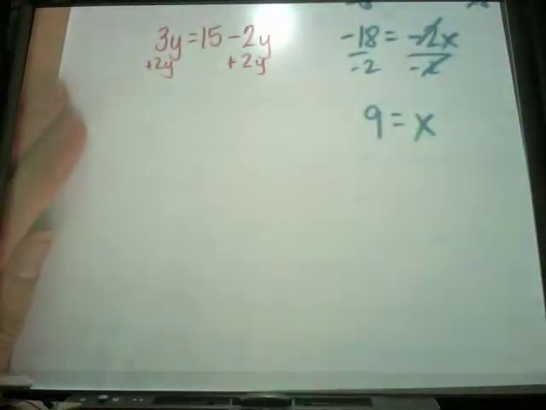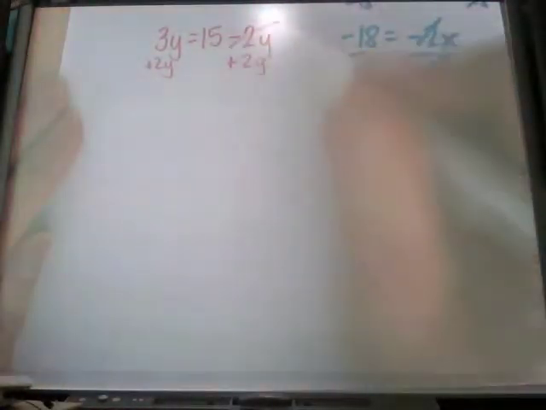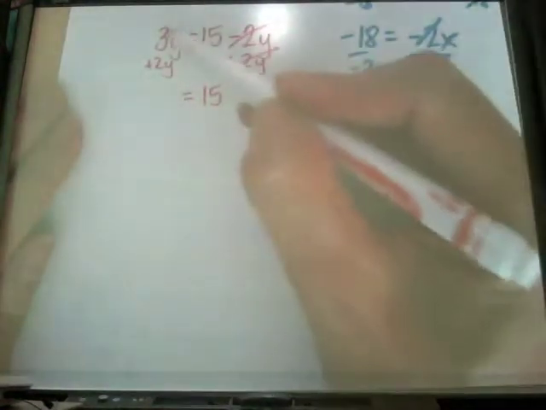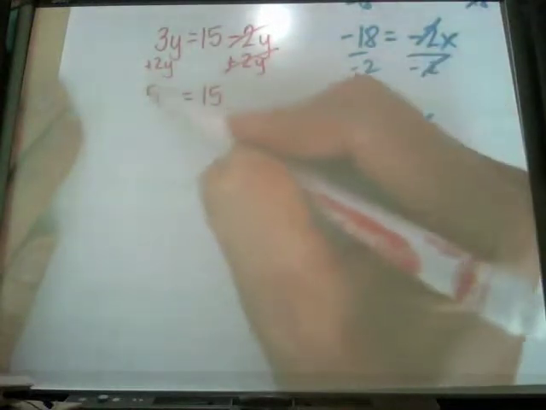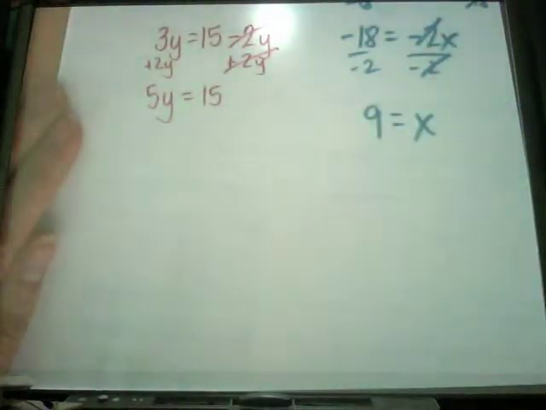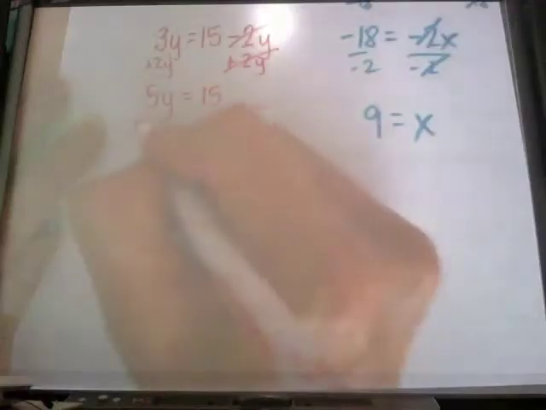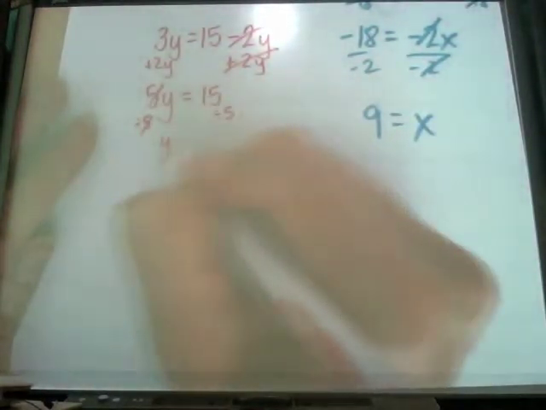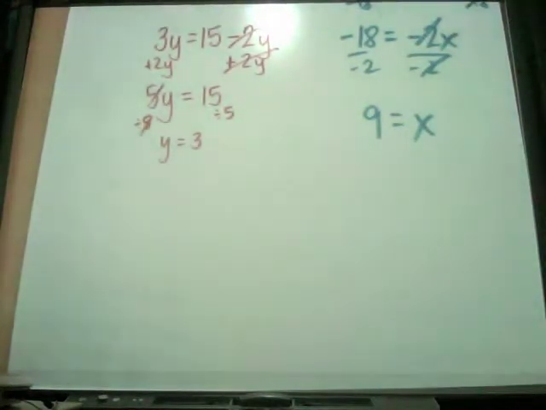Remember to always look right in front to see what sign there is. Now negative 2y and positive 2y will cancel out, leaving just the 15. On the left side, 3y plus 2y, combining like terms, I get 5y. And nice and simple here, we end up divide by 5, and y equals 3.